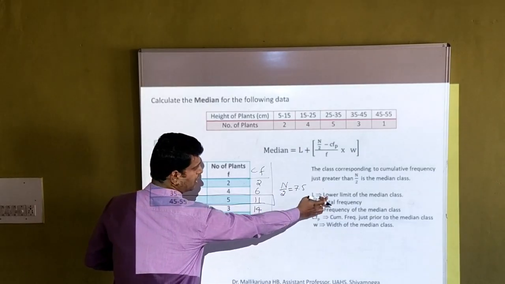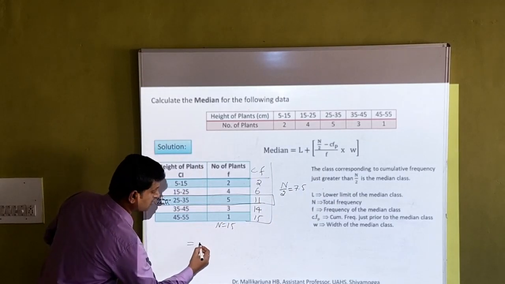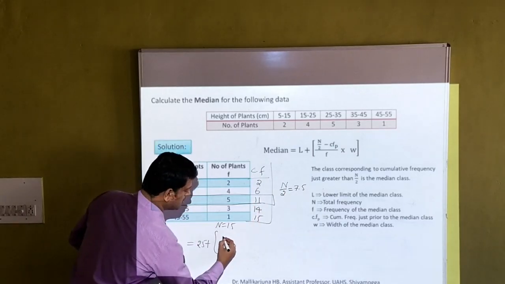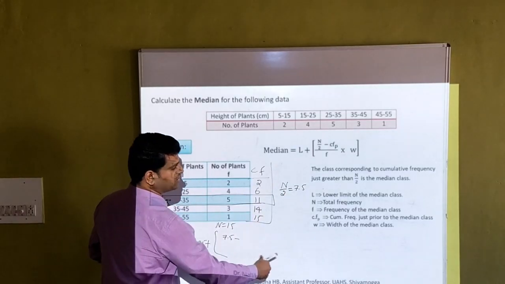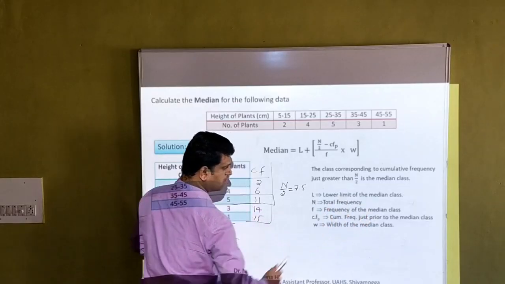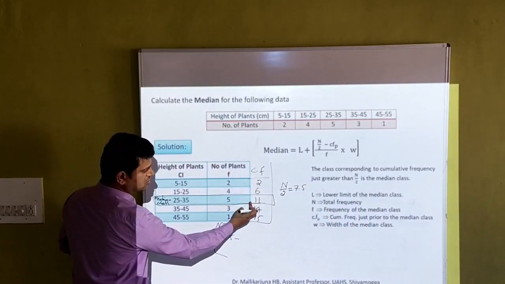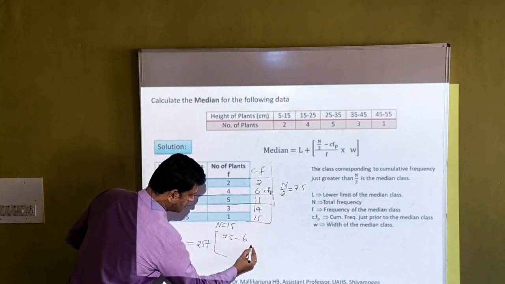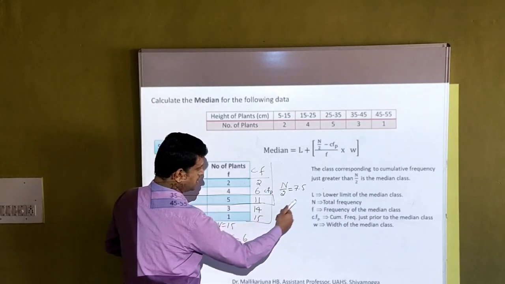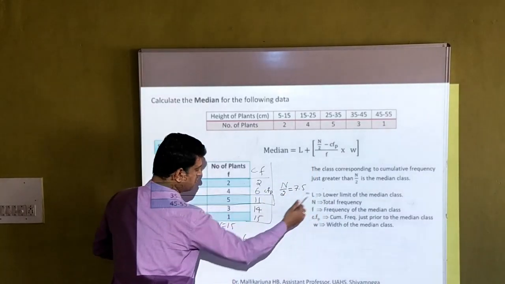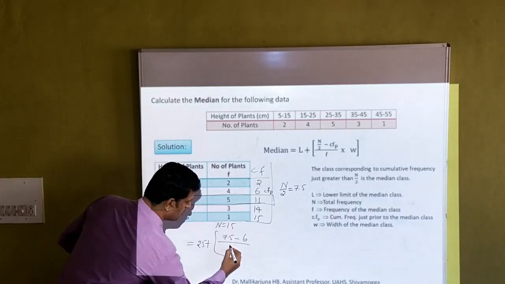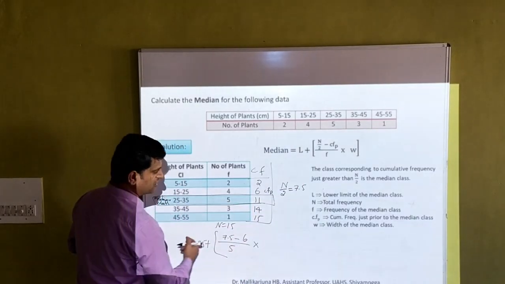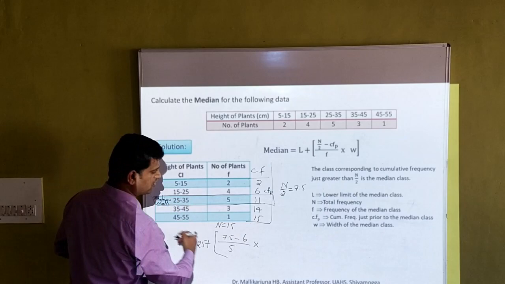Now this is the median class, then the lower limit of the median class. So for L I will take 25, plus N by 2, already calculated as 7.5, then minus CFP, the cumulative frequency just prior to the median class, which is this one, so 6. Then F: what is F here? The frequency of the median class, which is 5, into W, the width of the median class, 35 minus 25 is 10.